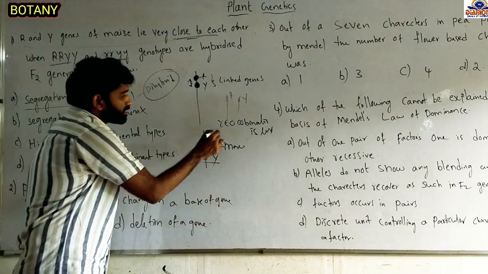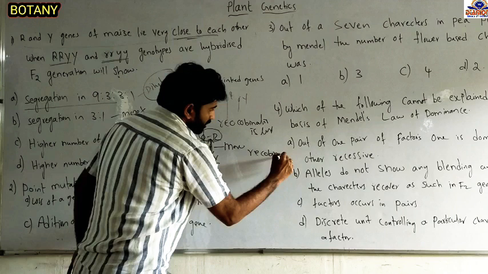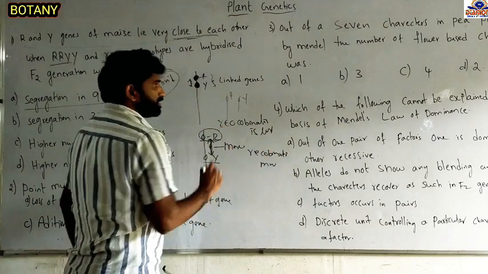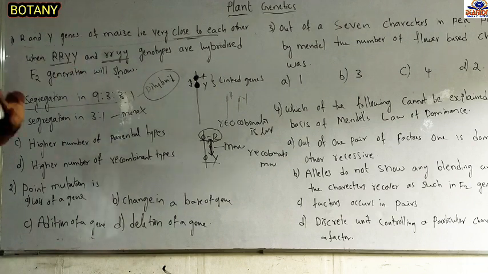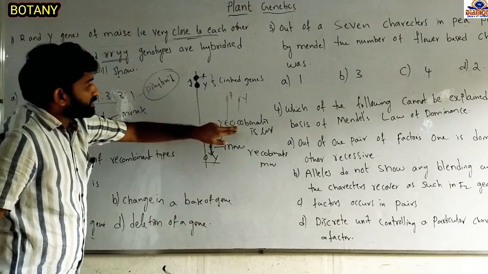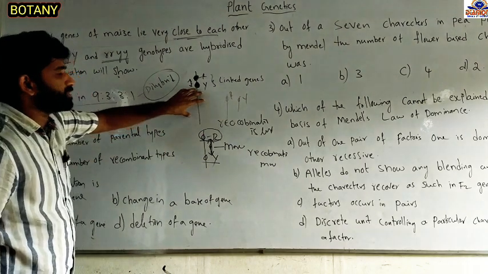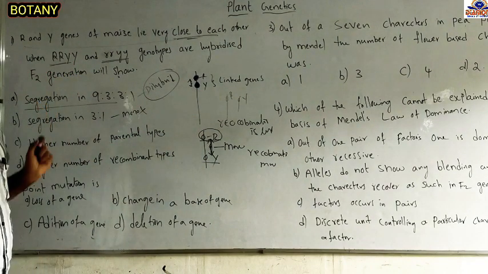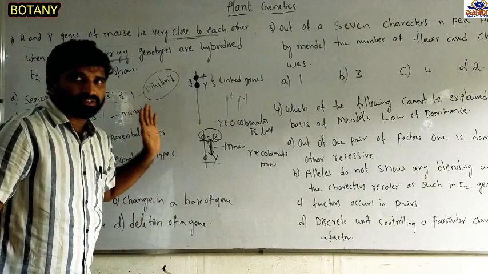So they separate easily and recombination is more. Now, here the genes are present very close to each other. At that time, recombination is less. What offspring are found? The offspring are mostly similar to the parents. Recombination is less, so variations will not exist.